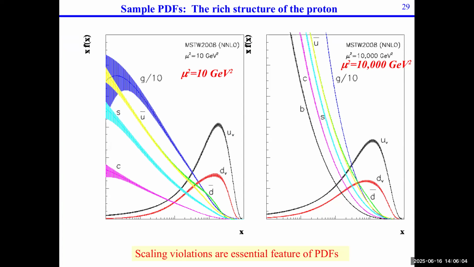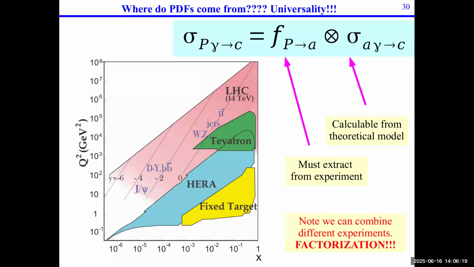Okay. And then I talked about scaling, but if you look at a scale of 10 GeV squared versus 10,000 GeV squared, you get very different results. And so this scale violation is an essential feature of QCD and something we definitely have to take into account. Where do the PDFs come from? This I took from the Particle Data Group structure function review. And in the x-Q plane, you see here the fixed targets down here.